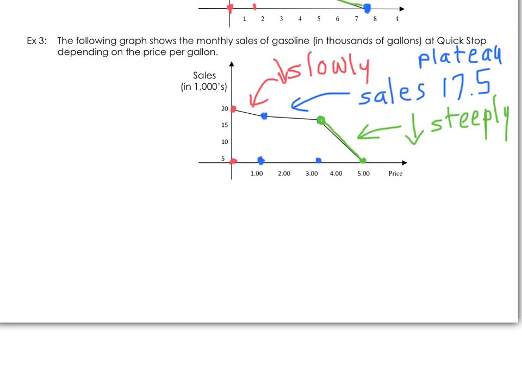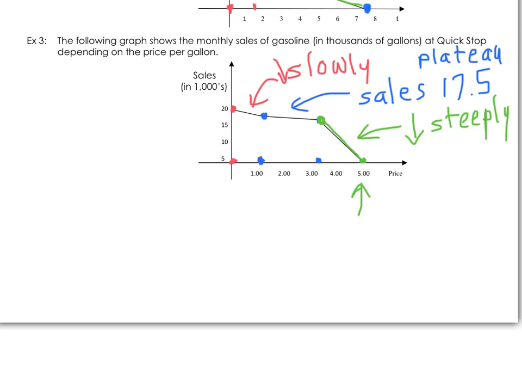When the price of gasoline reaches $3.25, then you have a sharp decline in the amount of gas that you can sell. And the most important point of all, when the gas costs $5, when you're trying to sell that gas for $5 a gallon, nobody wants it. It is $0. No one wants that gas at all.